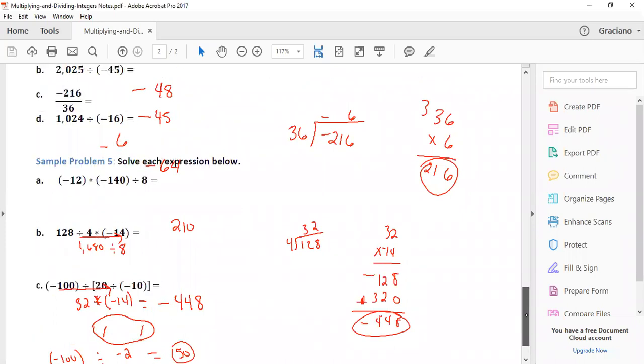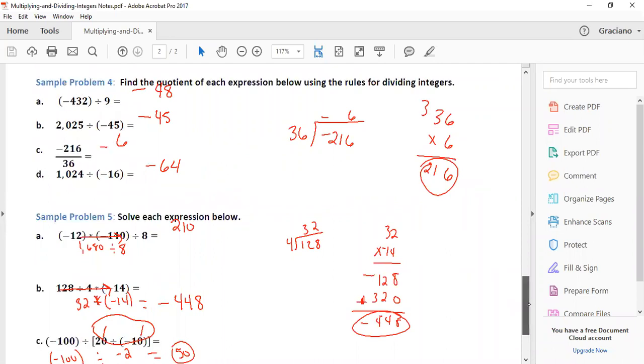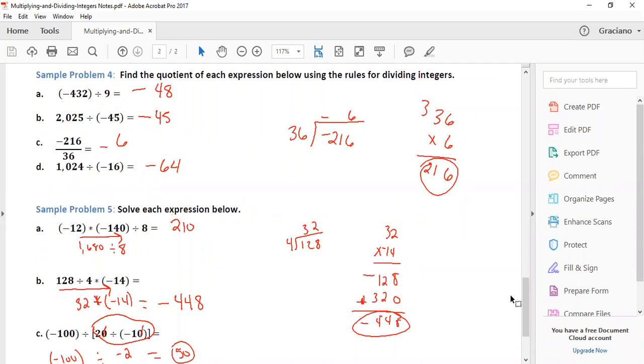Okay, so those are all of your sample problems, and this concludes the notes for multiplying and dividing integers. Please be sure to review it if you have any questions.